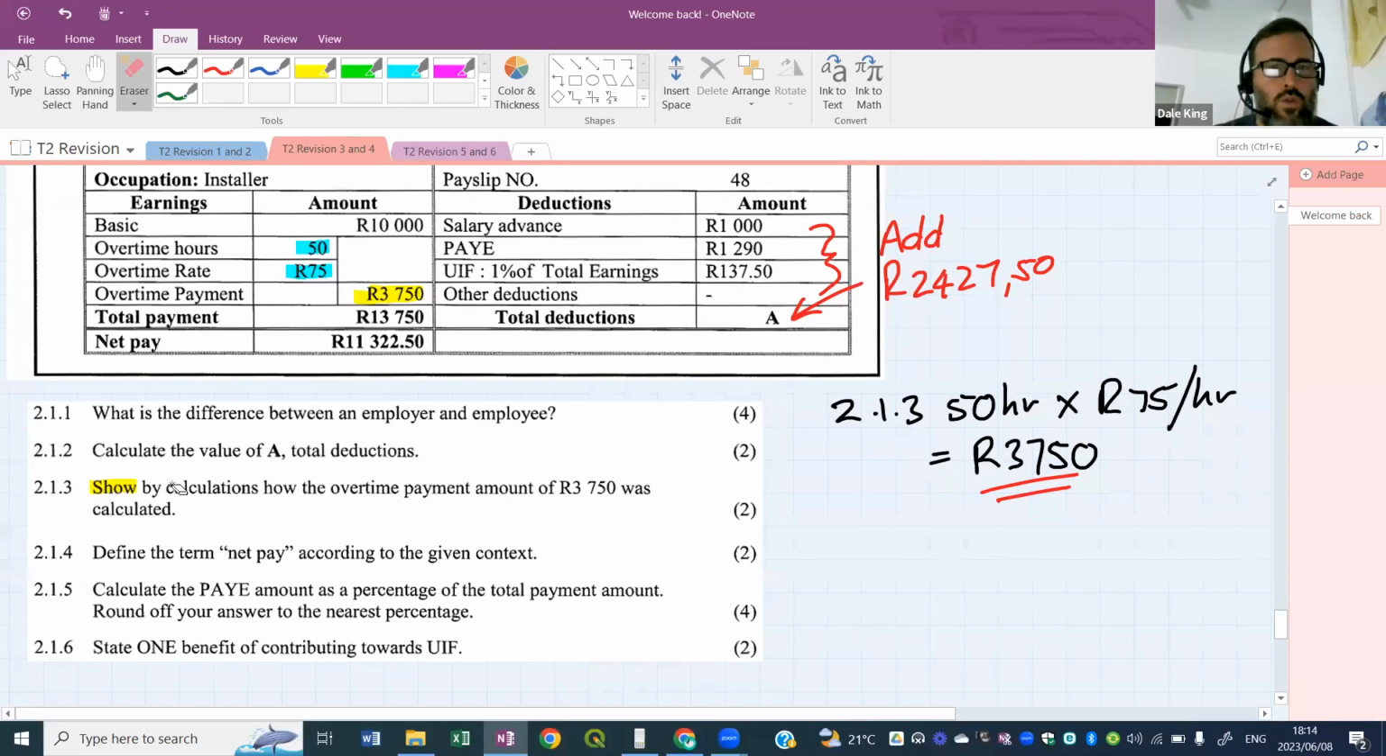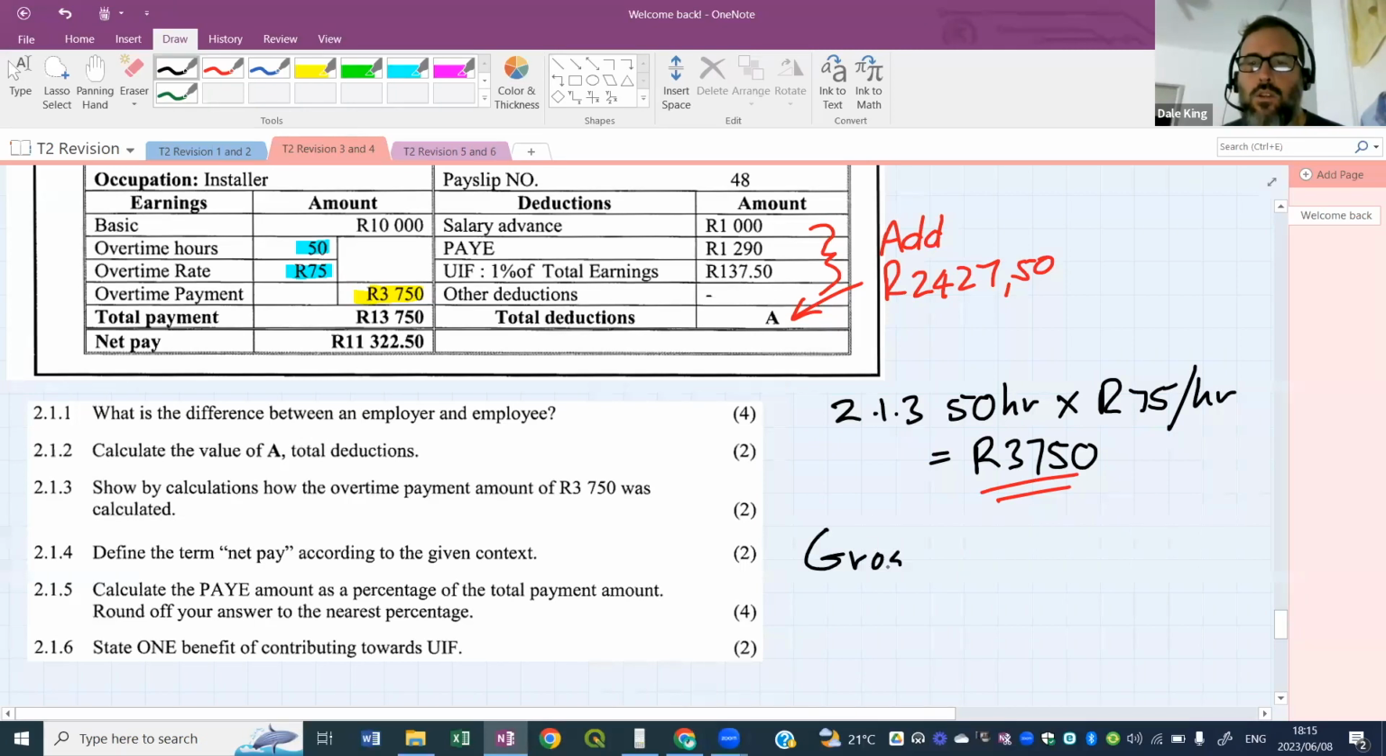This is 214. Define the term net pay according to the given context. So according to this context of a salary slip, who can tell me what is net pay? What is net pay? Emmanuel? So net pay is the total amount of money that is paid to the employee at the end of the month. Now, does that mean before or after deductions? After deductions have been made. Very good. Well done.